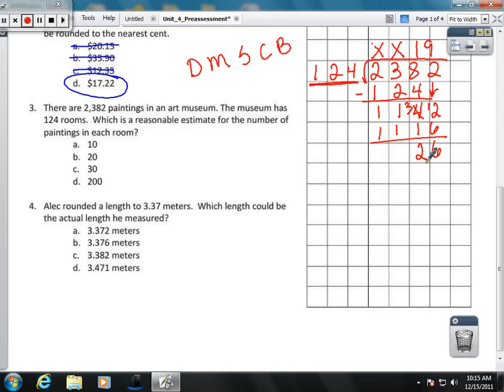Now I got to go look at my problem here. It says, what is a reasonable estimate? Well, if I did my division right, which I'm sure I did, I got 19 as my answer. 20, letter choice B is going to be the closest answer to it. Okay? So that is my reasonable estimate for the number of paintings in each room.